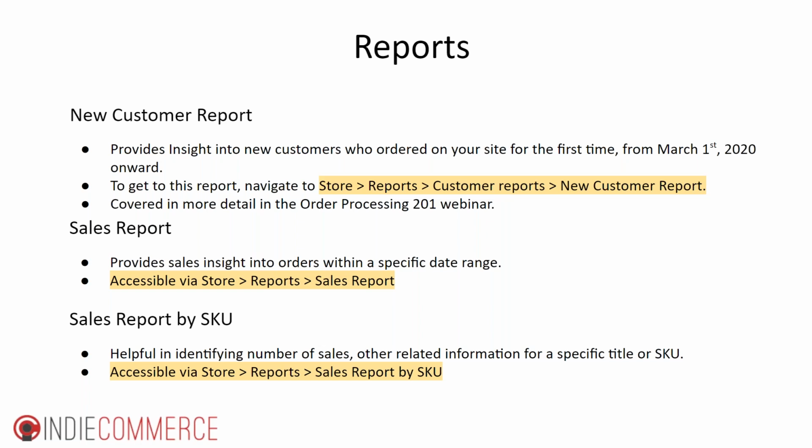Lastly, we have our sales report by SKU, which is helpful in identifying the number of sales and other related information for a specific SKU or title. This report can also be used for non-book and custom products on your site. And I do want to note that Indie Commerce sites can customize reports by adding fields to the view that feeds the report. Indie Light sites who want to customize existing reports, please send us a request at staff@bookweb and we'll set that up for you.